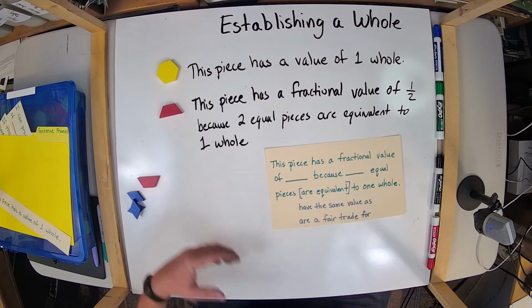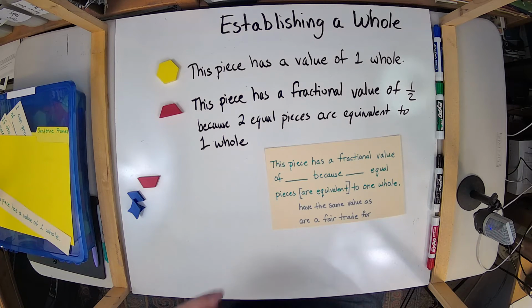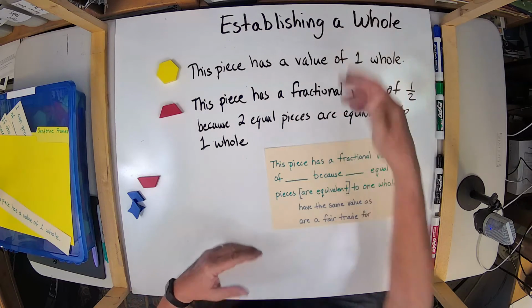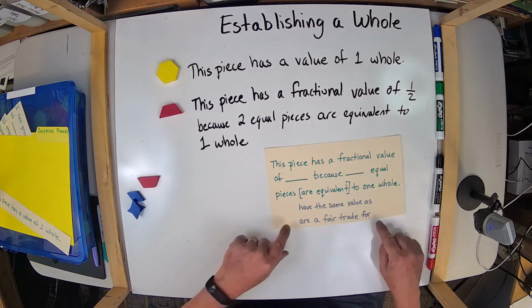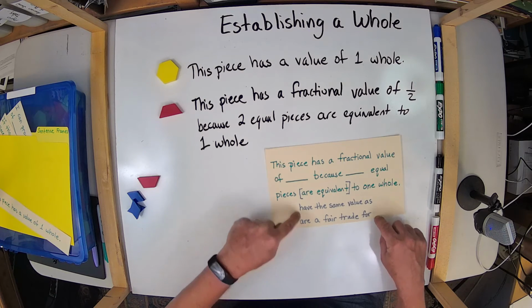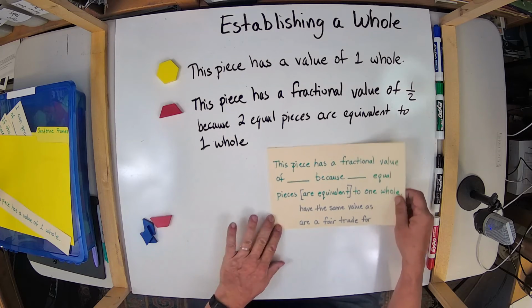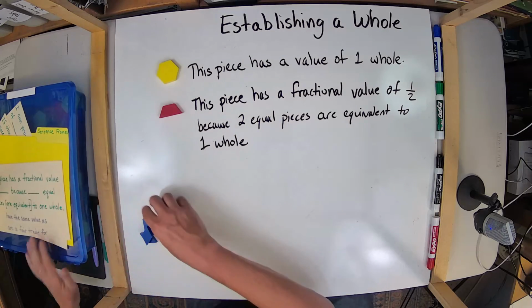And eventually, I would like students to always be saying this piece has a fractional value of 1/2 because two pieces are equivalent to one whole. And you can see what I'm doing there is I'm stepping up their academic language from the more common phrasing to the more academic phrasing. That's what we do as ELD teachers. That's what we do as math teachers.